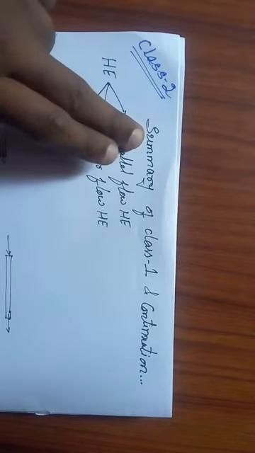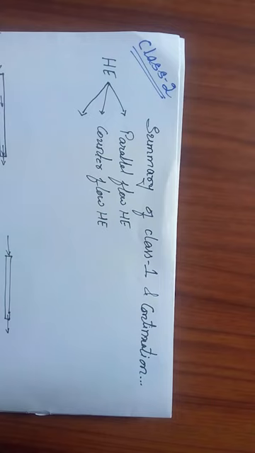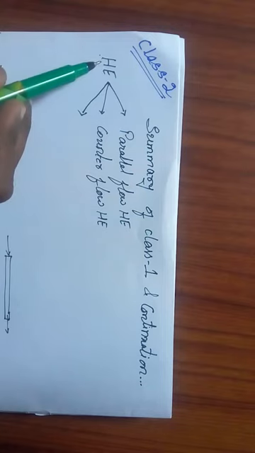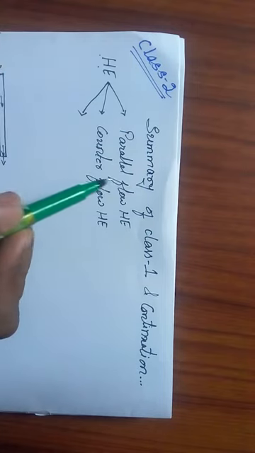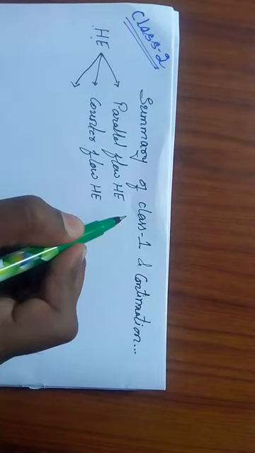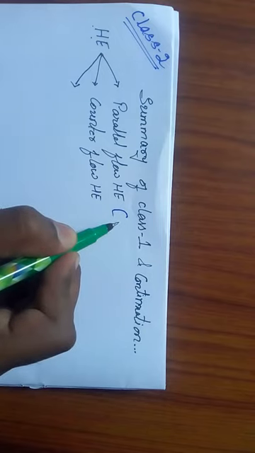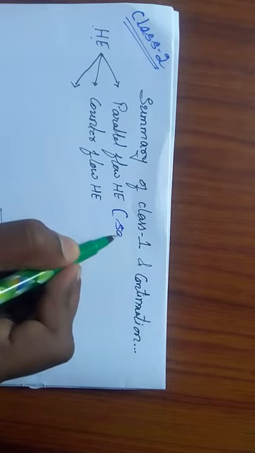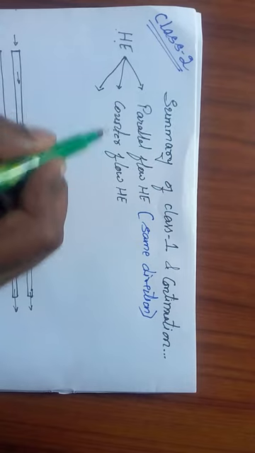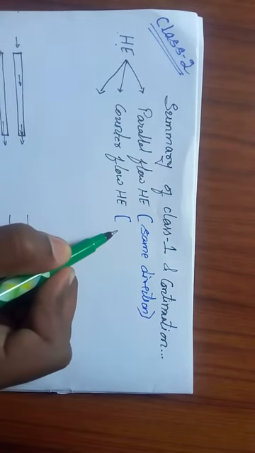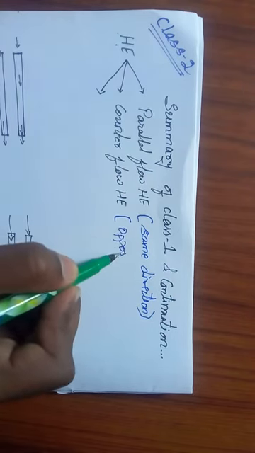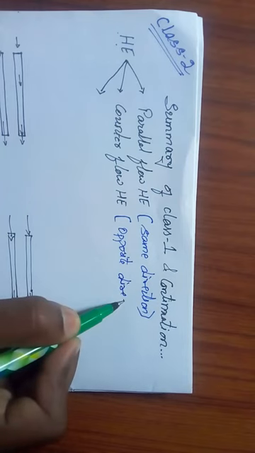First, let us have a summary of class 1 within a couple of sentences. We got to know that any device that exchanges heat is called a heat exchanger, and it was classified into two categories, parallel flow and counter flow, based on the direction of flow. In parallel flow, both hot and cold fluid were moving in the same direction. Similarly, in counter flow, the direction of the hot fluid and the cold fluid was opposite in nature. So I can say that is opposite direction.